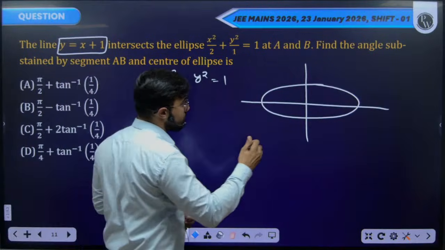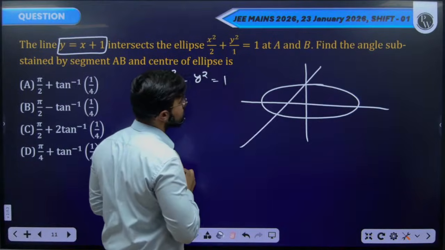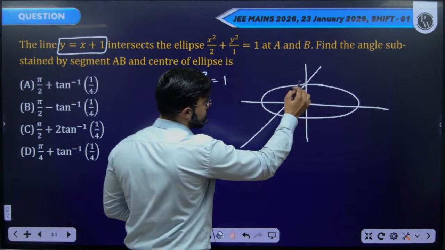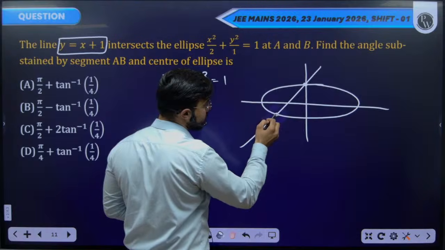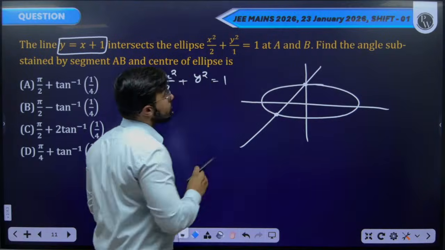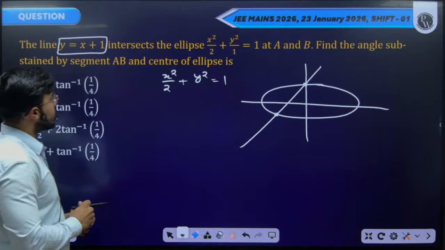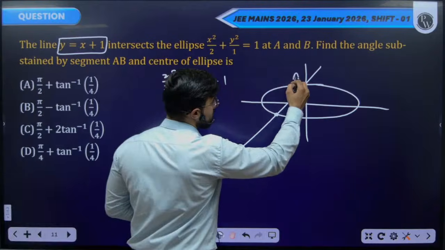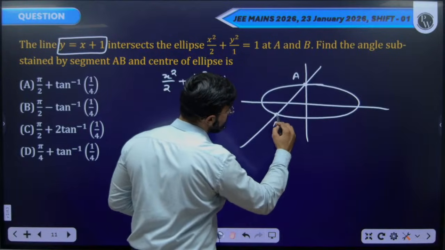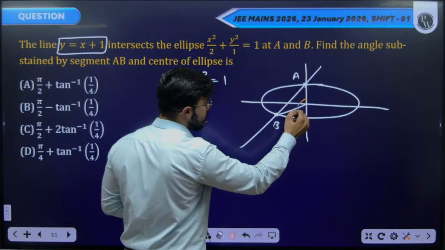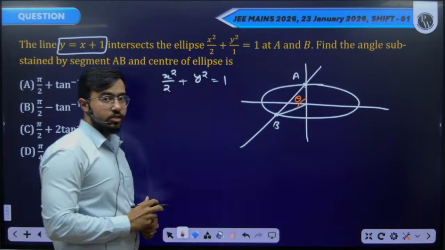So what is this line? This line goes like this, right? So this is the line we have. This line intersects at this point and this point, right? So we have to find out the angle subtended by the line segment AB at the center of the ellipse. So this AB. We have to calculate this angle theta.